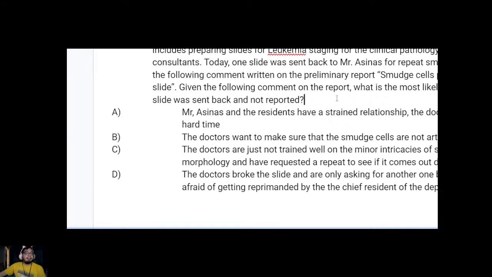Taray, di ba? Mali ang punctuation mark. Nangangati ako pag nakakakita ako ng mali sa mga tinype ko eh.